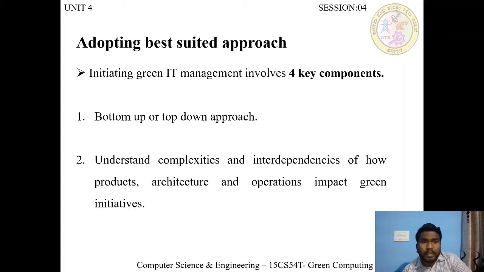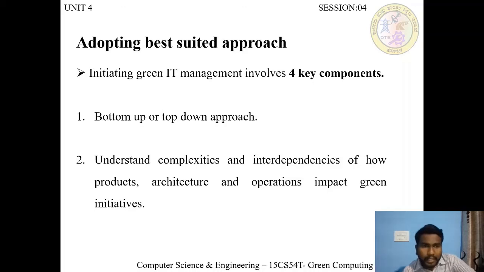So when we compare the bottom-up approach and the top-down approach, we see the bottom-up approach has the upper hand. So we'll conclude while finishing the session. Which approach is the best approach for implementation of green IT?